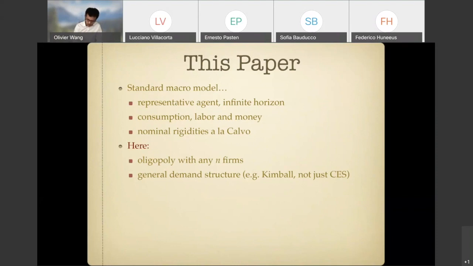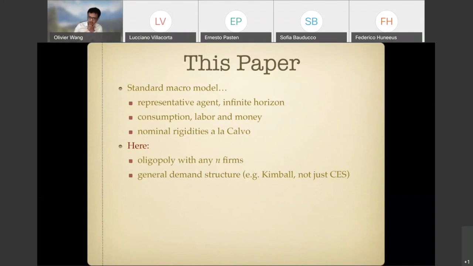In models of oligopoly, static or dynamic, usually they rely on a CES or nested CES structure for tractability. But here it's actually going to be important to go beyond CES. So we're going to use Kimball aggregators. Actually, the paper is even more general than that. Really, any homothetic preferences is going to work. And the reason is twofold.